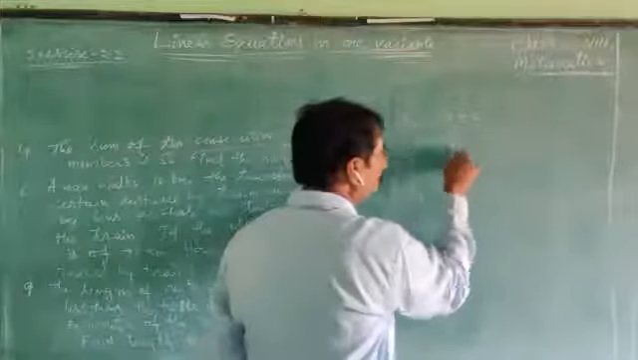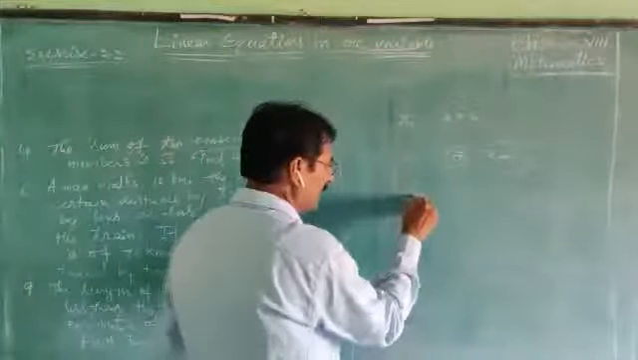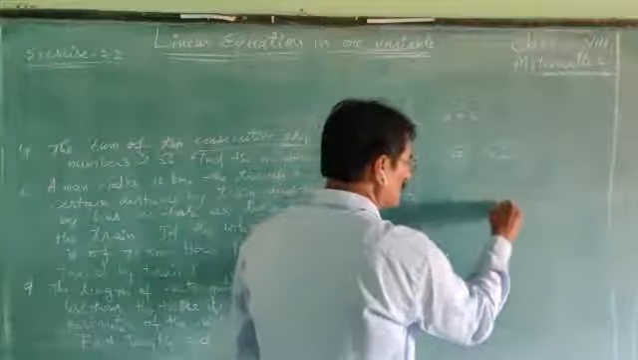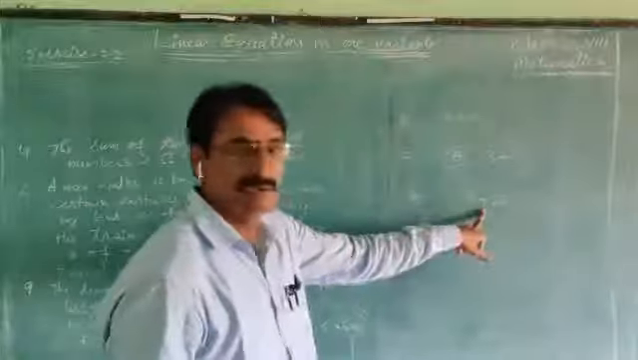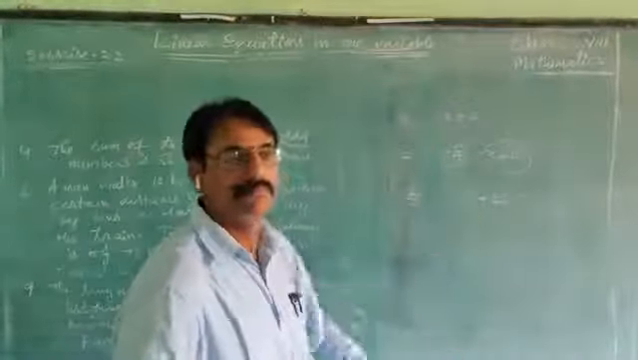3, 5. How can we write 5? 3 plus 2, 5. If we take 5, next is 7. How to write 7? 5 plus 2. That means the next consecutive odd number is 2 more than the number before.